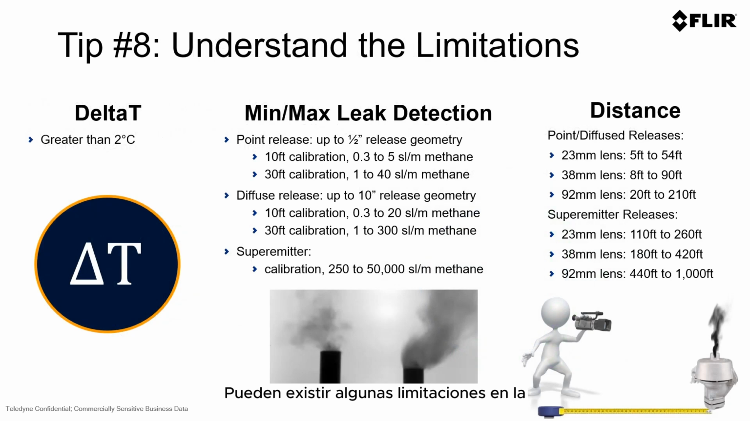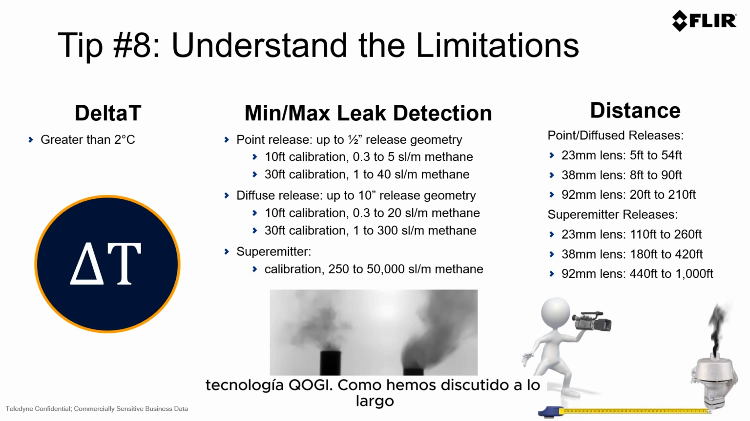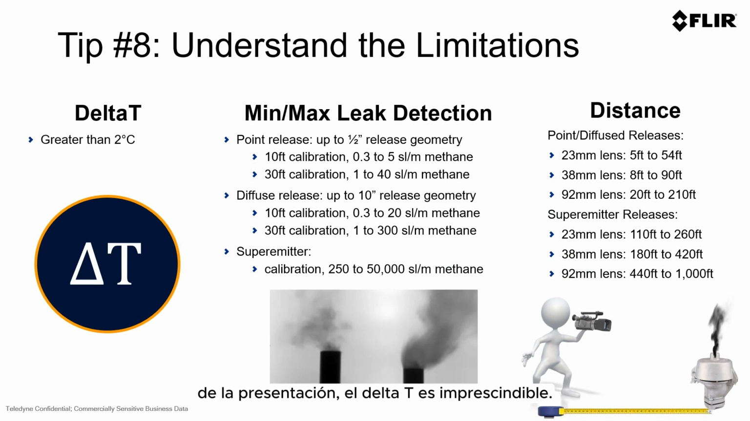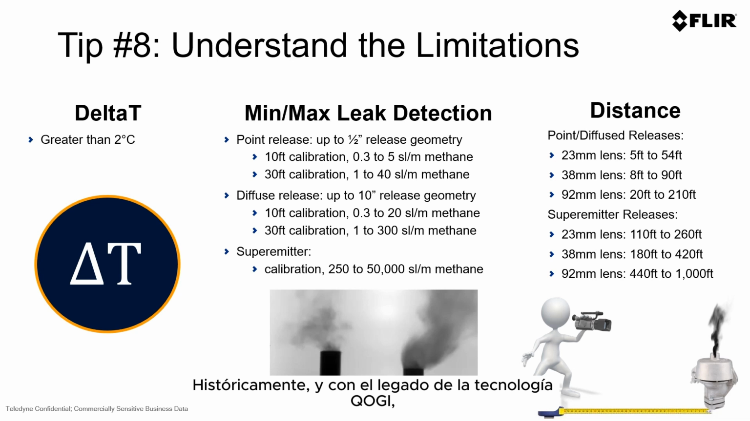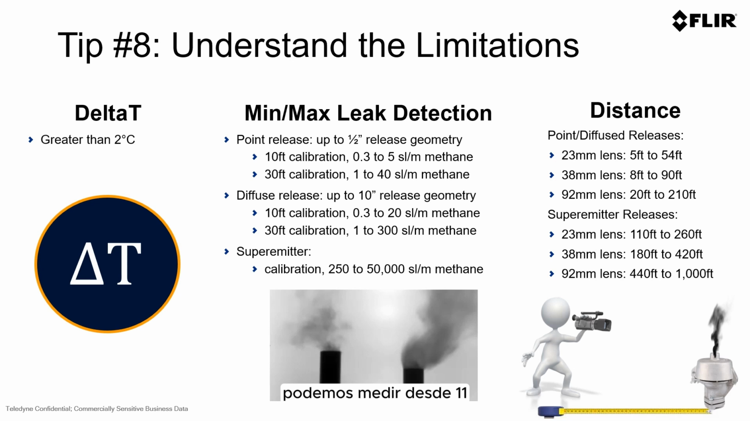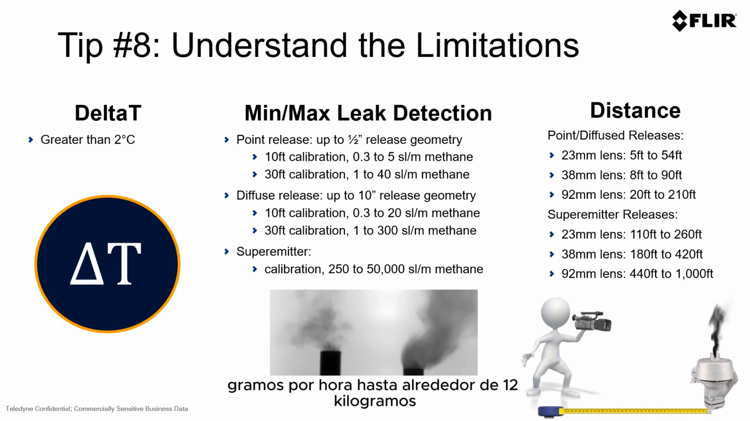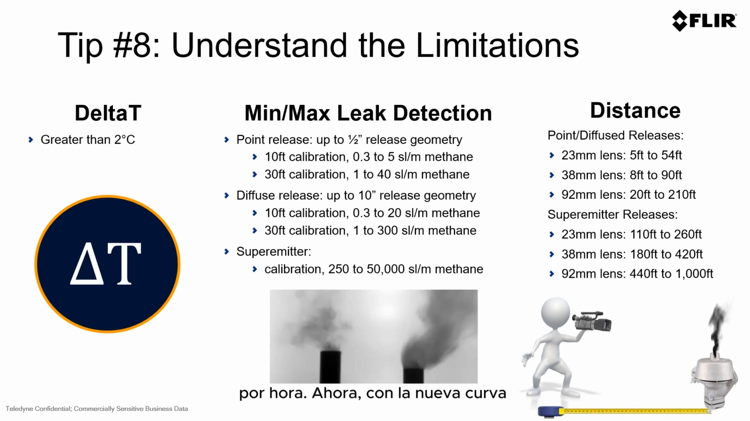There can be some limitations to QOGI technology. As we've discussed throughout the presentation, delta T is a must, and you want to have a delta T of 2 degrees Celsius or greater. Another potential limitation is the leak detection. Historically, and with the legacy QOGI technology, we could measure from 11 grams per hour up to around 12 kilograms per hour. Now with the new super emitter or the new high volume emitter calibration curve, we can measure up to around 2,000 kilograms per hour.